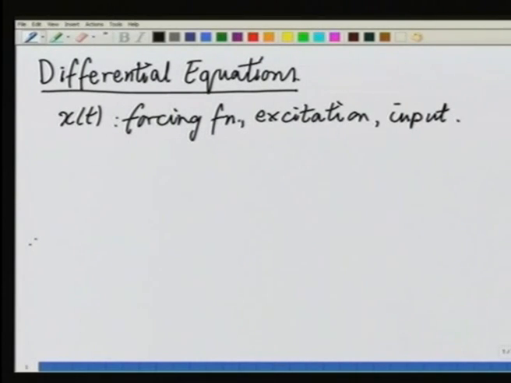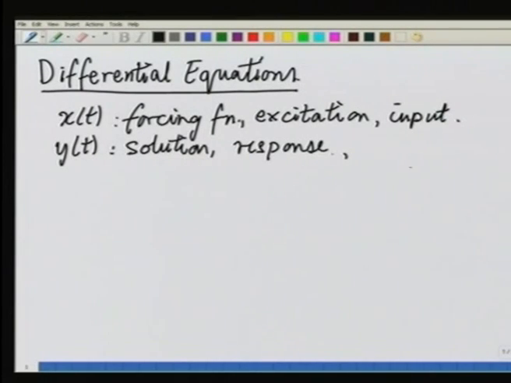The other function that we will be concerned with in a differential equation we shall designate by y(t), and give it names such as the solution, the response, or from a signal system's point of view the output.